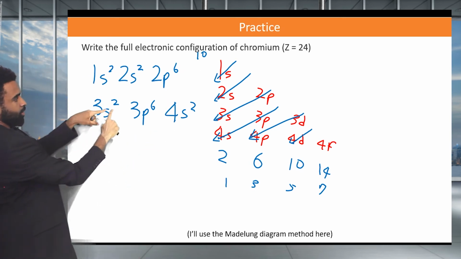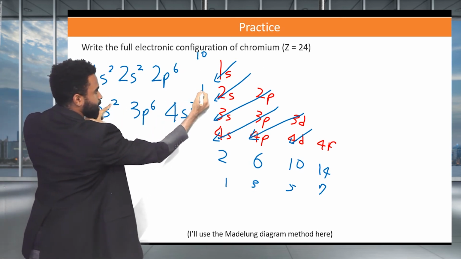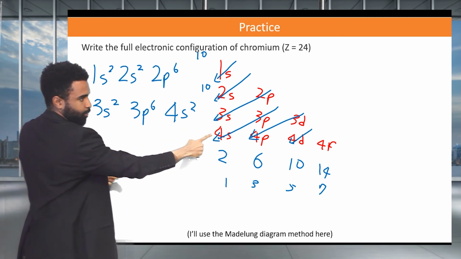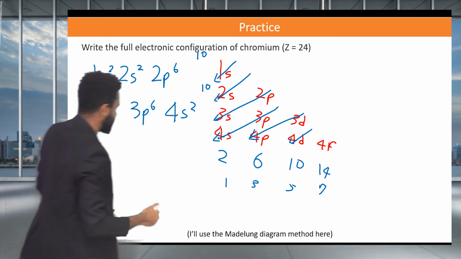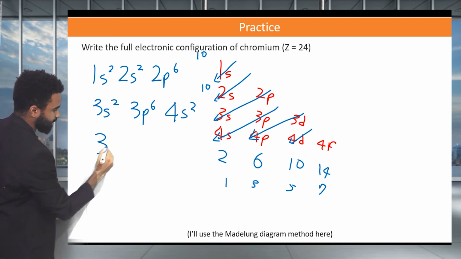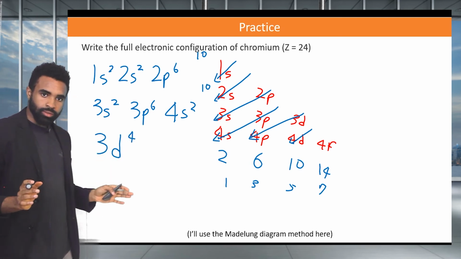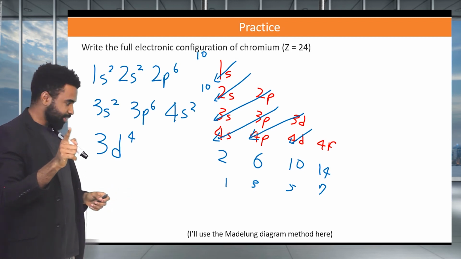Then here we have what? Again, 4 plus 6, so another 10. So we have 4 more electrons to fill in, okay? And we are at the 4s now. So the next thing would be the 3d. So we go now to 3d, 4 electrons. And we are done. No, we're not.